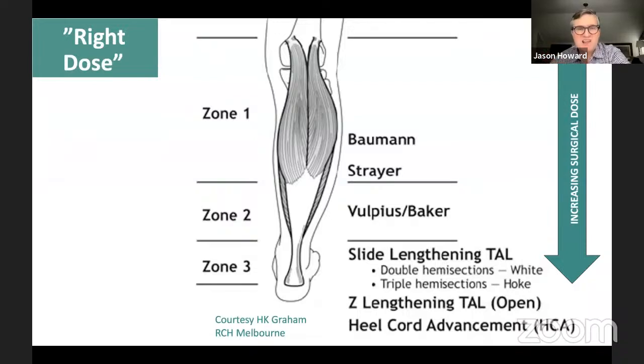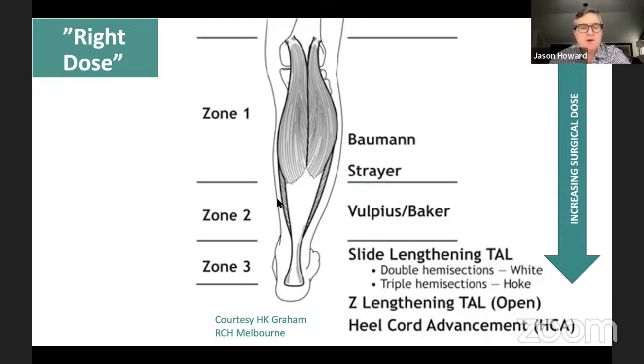But just like any medicine, and I heard you mention Paulo Selber there earlier, Dr. Gondwala, and certainly I learned this from him and Kirk Graham about the concept of giving the right dose of surgery. So here is one of Kerr's cartoons, which he let me use with his permission, to determine the zones of lengthening of the calf. Zone 3 being that tendo-Achilles lengthening, which is very high dose.